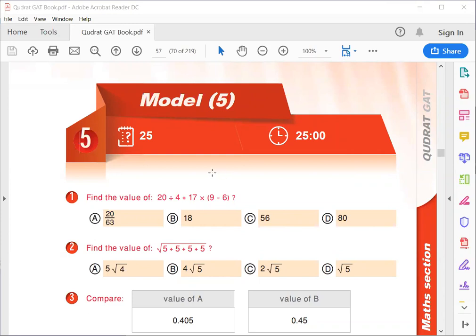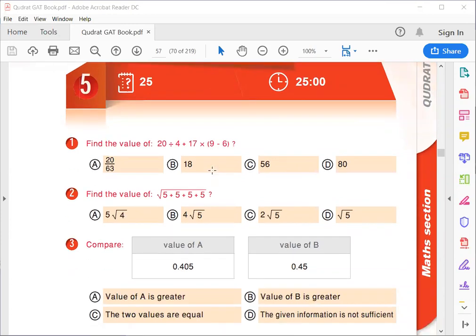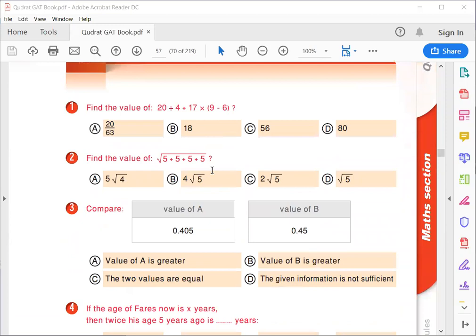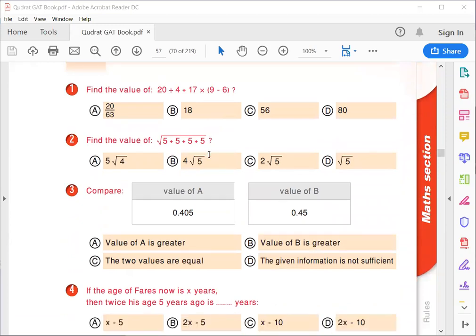We have here model 5 in the math section. The first question: find the value of 20 divided by 4 plus 17 times 9 minus 6. How do I answer these questions, or how do I find the value?